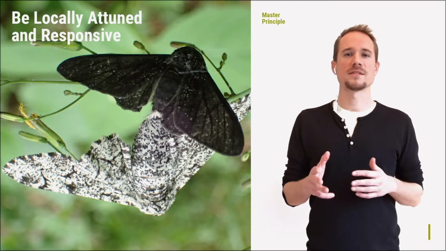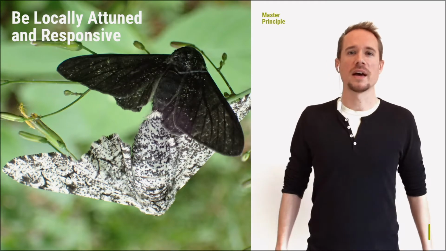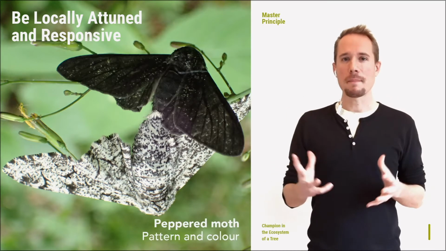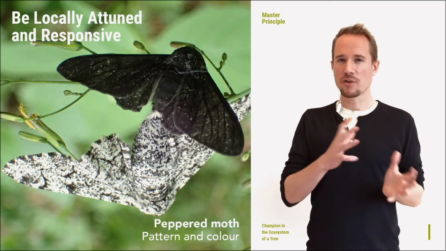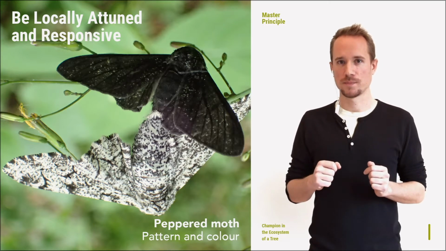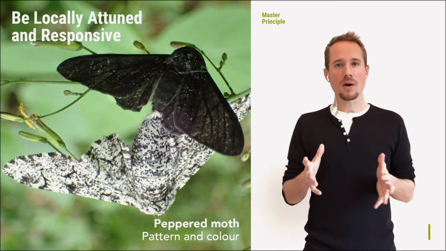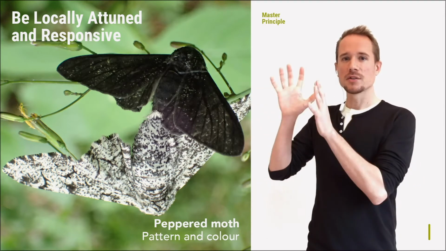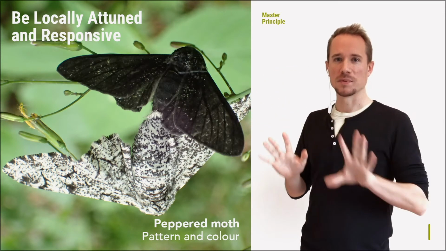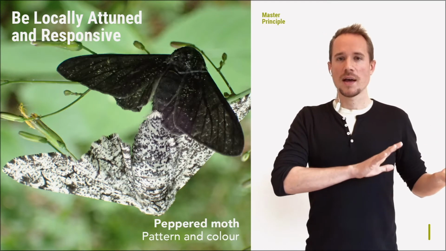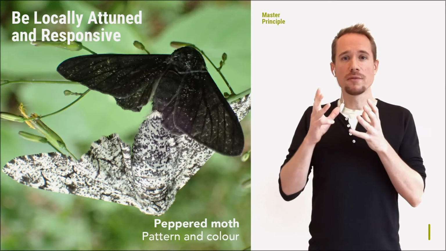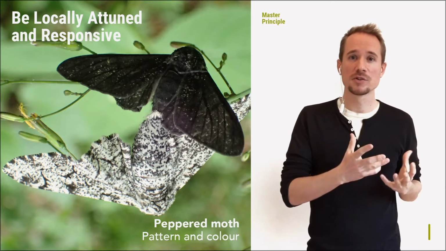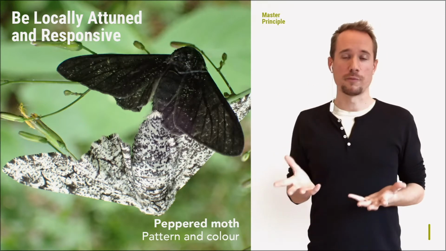So let's start with our master principle, be locally attuned and responsive. Our example from nature that we're going to use here is the peppered moth and the pattern and color that these animals use. The peppered moth is a moth that is nocturnal. It's mainly active at night. And during the day, they linger somewhere on the tree trunk, trying not to be seen by predators. And peppered moths live where there are birch trees. So they need birch trees because as caterpillars, for instance, they eat the leaves of birch trees.